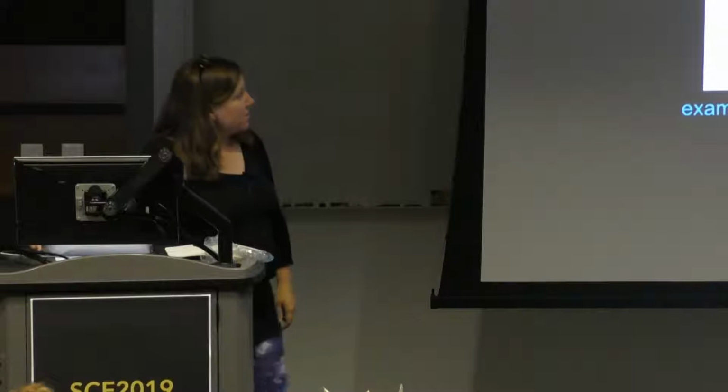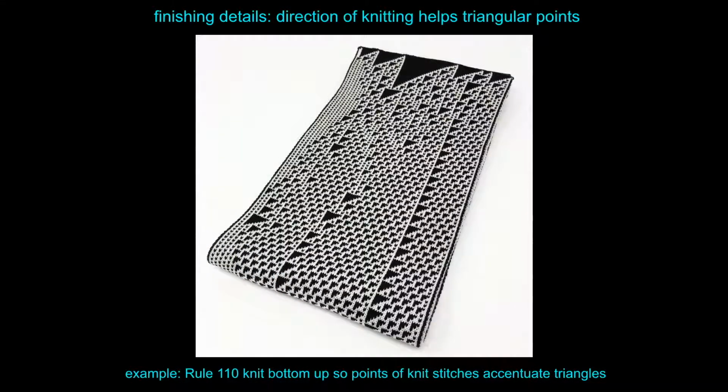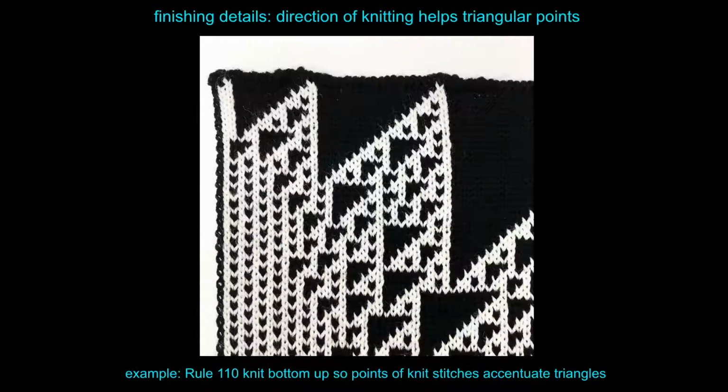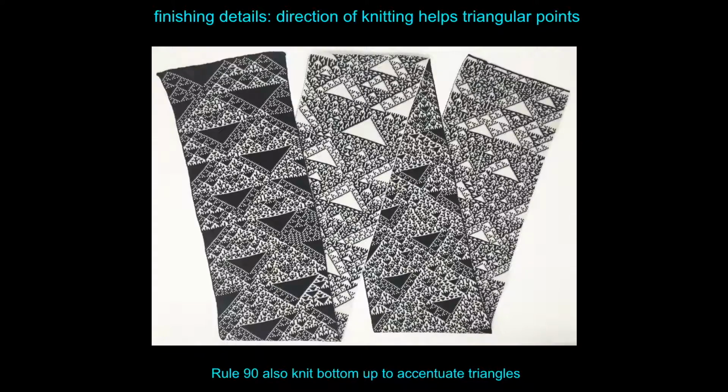So what's cool is that I think about the directionality so that the points of the triangles are accented with the direction of the knitting, because knitting is actually little V's. It's not little square or rectangular pixels. And so because of those V's, I try to accent the points of Rule 110 with the point of the V. So I knit it in a specific direction, bottom up, so that the points of the knit stitches accentuate those triangles. And then some other rules also are very pointy, like Rule 90.